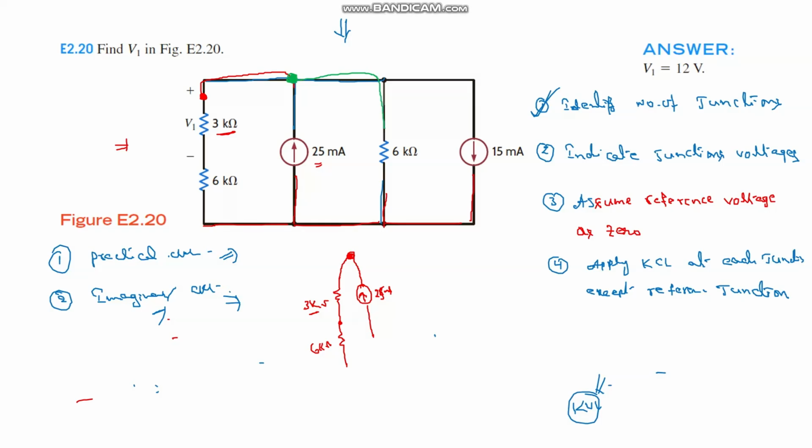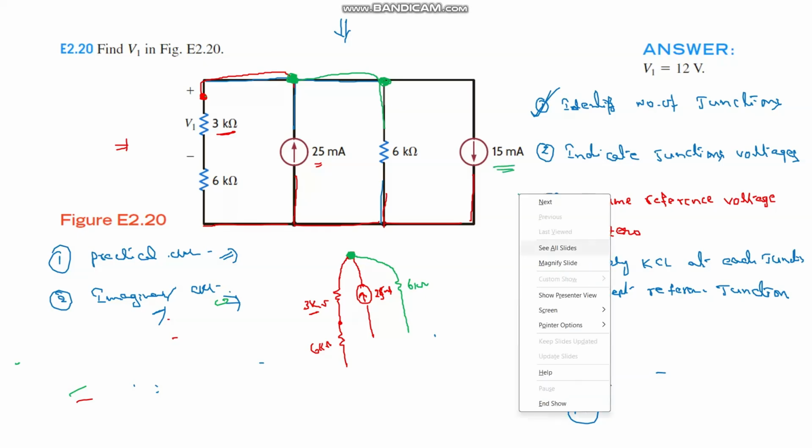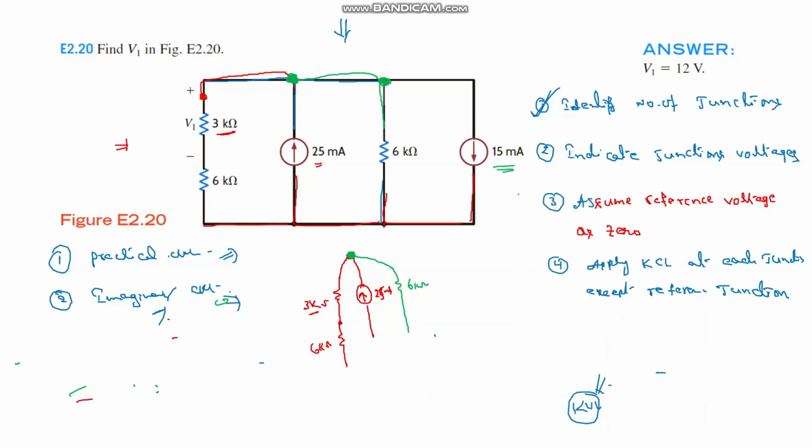From this same point, there is one more 6 kilo ohm resistance connected like this. These 3 points are the same only. The same point is connected to one more current source, that is nothing but 15 milliamps. This is the current direction, 15 milliamps.